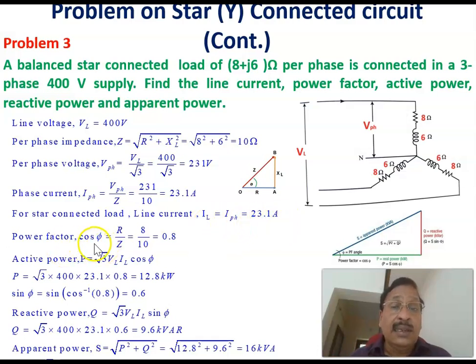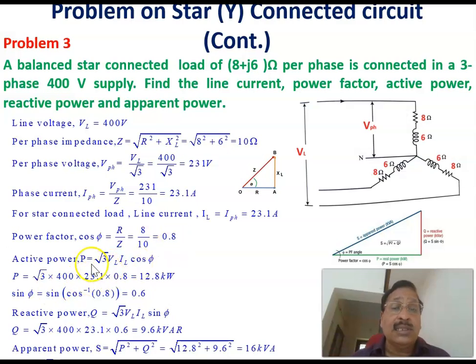Next, the power factor. As we have seen previously, from the impedance triangle, cos phi equal to R by Z. R equal to 8 ohm and Z equal to 10 ohm. Therefore, it is equal to 8 by 10, which is equal to 0.8. Power factor equal to 0.8.